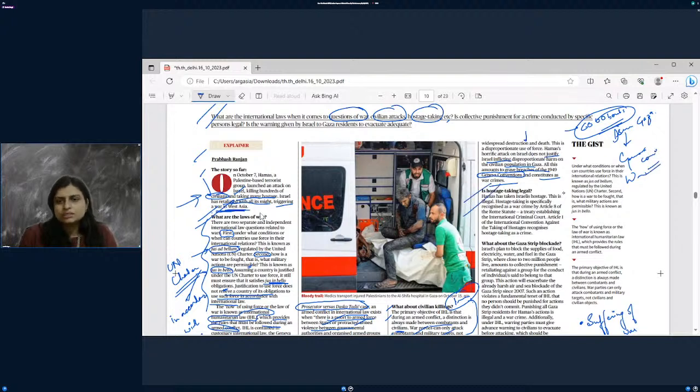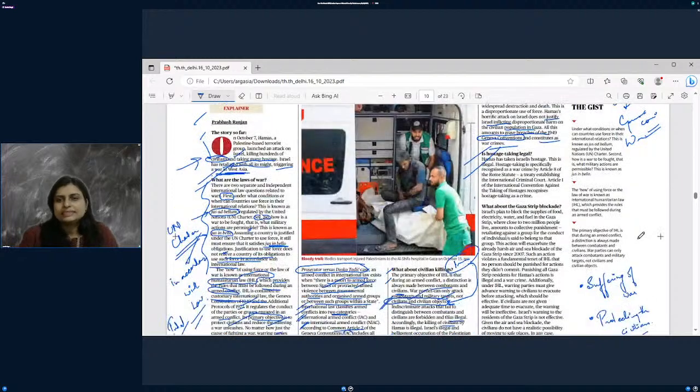Now, is hostage taking legal? Hamas has taken Israelis hostage. This is illegal. Hostage taking is specifically recognized as a war crime by Article 8 of the Rome Statute, the treaty establishing the International Criminal Court. Article 1 of the International Convention Against the Taking of Hostages recognizes hostage taking as a crime. So, if the question arises whether hostage taking is a crime, yes, it is a crime.